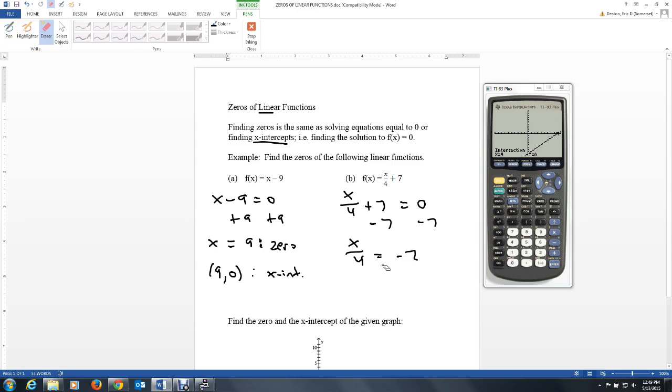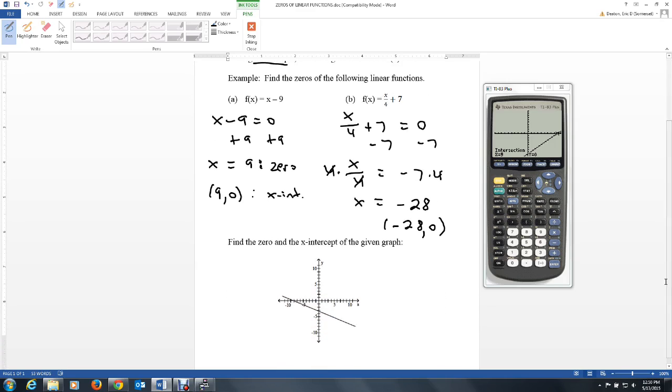I probably need to erase this because I don't want to confuse anybody. Let's make it a little easier to see. x over 4 equals negative 7. And then let's multiply by 4 to eliminate the 4 since it's being divided. The 4's cancel over here, leaving the x. And then negative 7 times 4 is negative 28. So that's the actual zero. If we wanted the x-intercept, it would be (negative 28, 0). So what you want will be determined by what you're being asked.